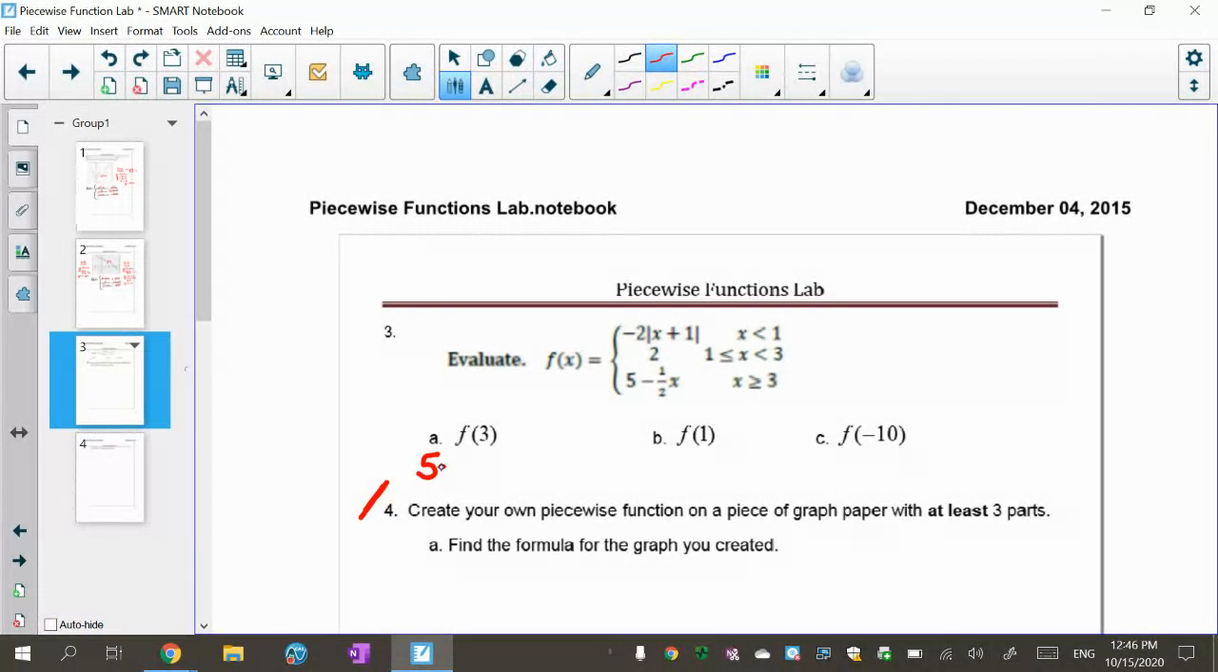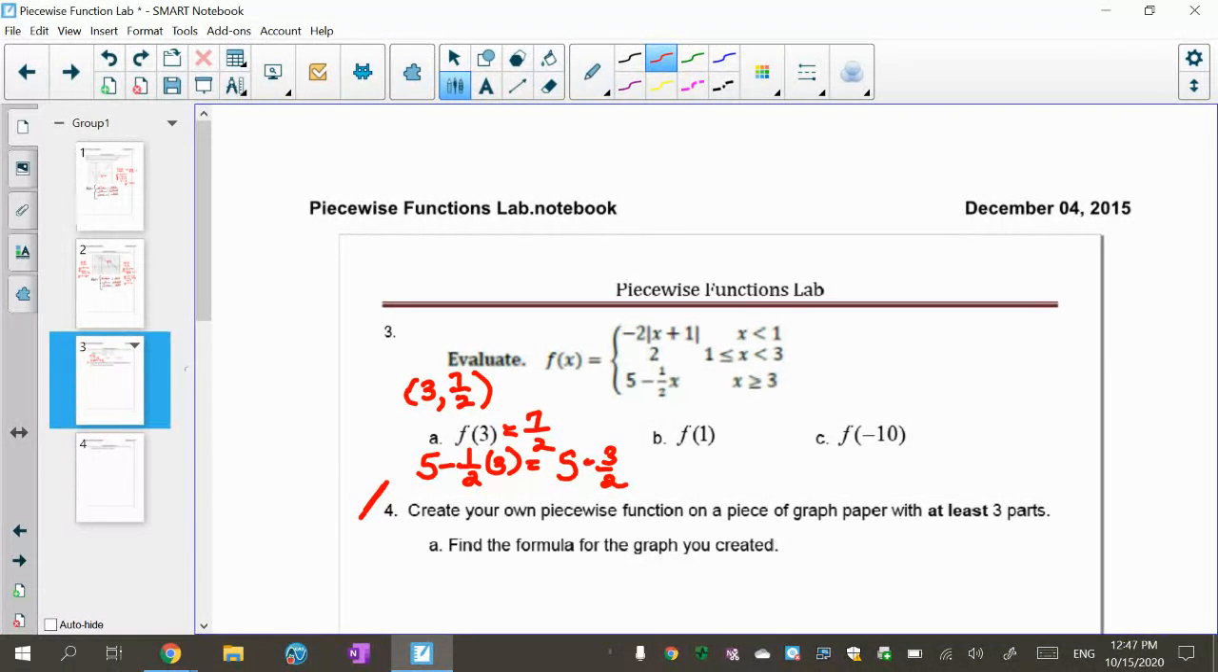So I do 5 minus a half times 3, or 5 minus 3 halves. And so when I put that in there, 5 minus 3 halves is going to be, well, this would be right here, 10 halves minus 3 halves, so it's going to be 7 halves. So really the point (3, 7/2) is on my graph, or 3.5 if you will.